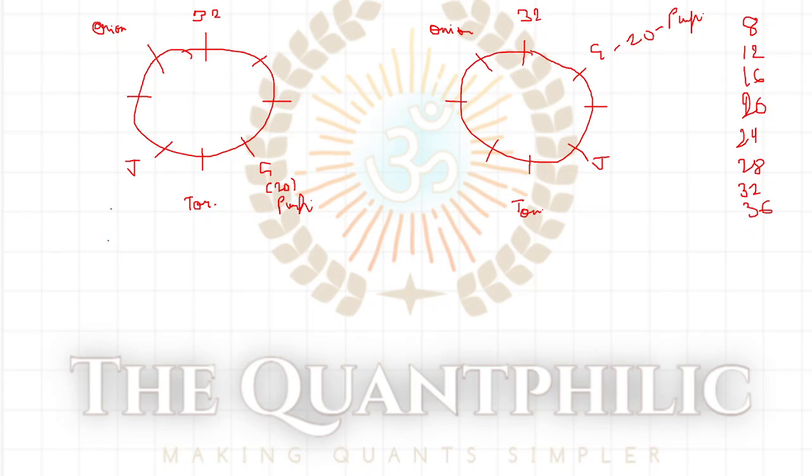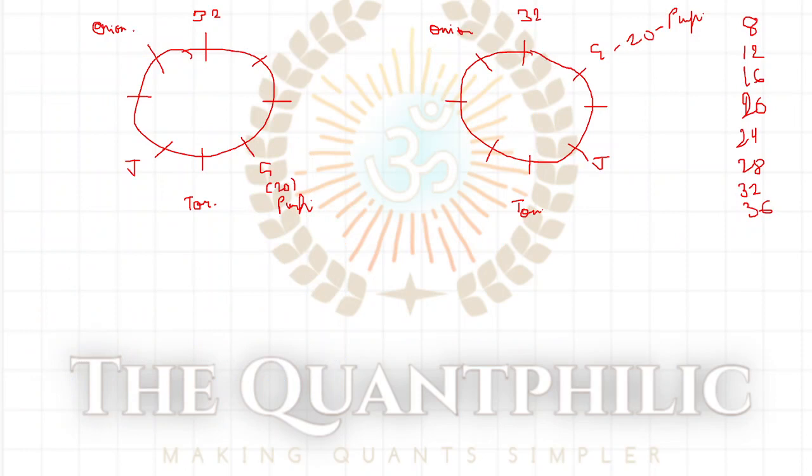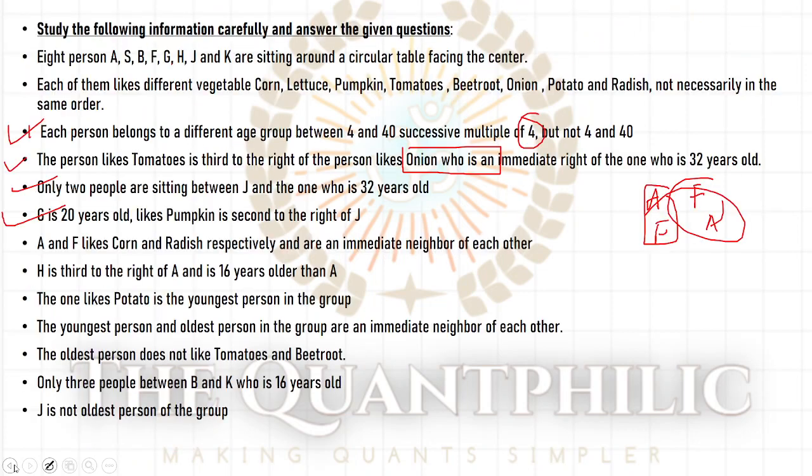Now see where we can place A and F. A likes corn and F likes radish. So A and F, where are the vacant spots? Can we place A over here? Okay, so before this, like और cases बनेंगे. Well, first of all, let's use some more points. ये तो बहुत सारे cases बनेंगे. ठीक. H is third to the right, linked to the same point. हाँ, yeah, this point. You can use this point.